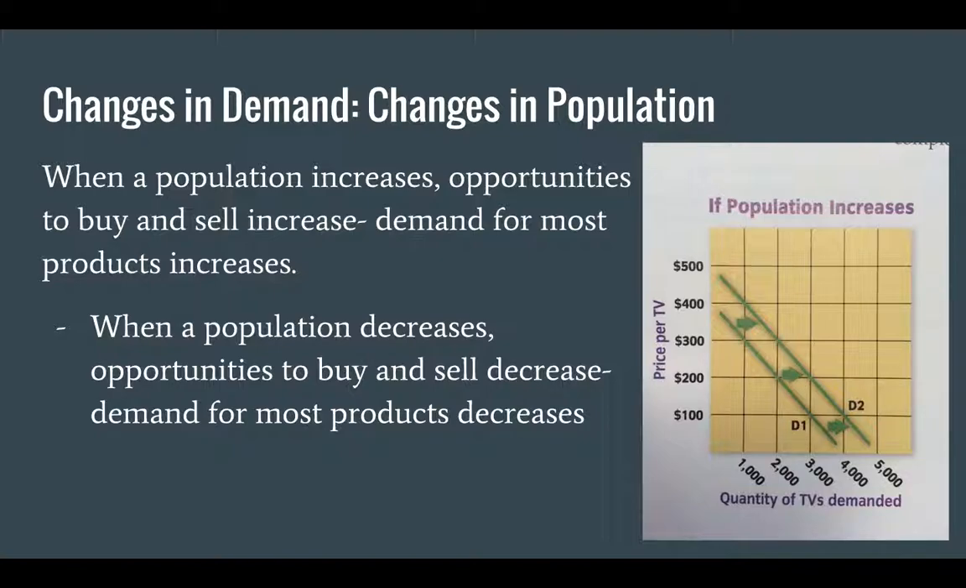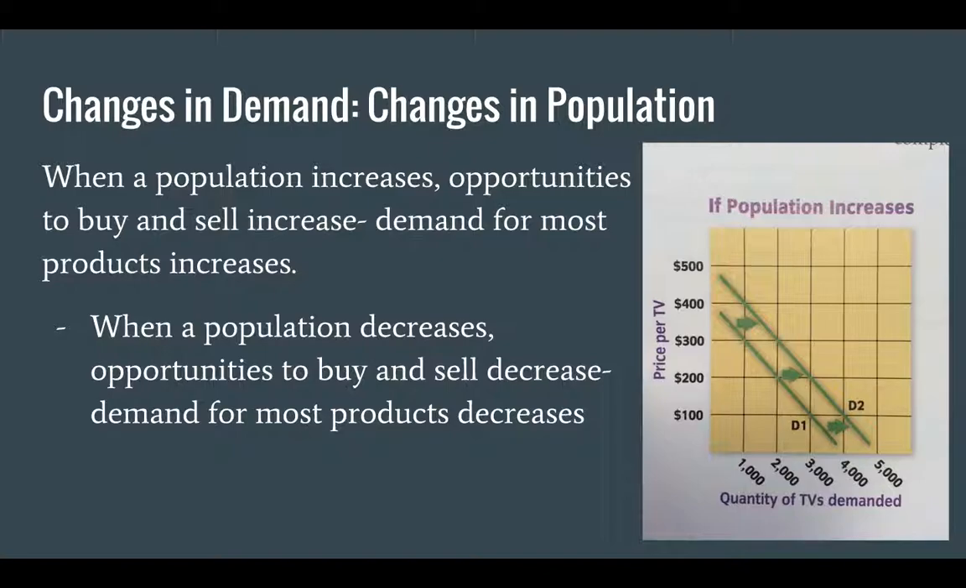When a population increases, opportunities to buy and sell increase. The demand for most products increases. The example I gave you guys was the school's brownies, right? If the Mercy population doubled, so say their school went from 400 to 800, then the demand for the amazing, delicious brownies would also go up, and so they would increase the production of brownies to meet that demand. Vice versa, when a population decreases, opportunities to buy and sell also decrease, and demand for most products decreases.